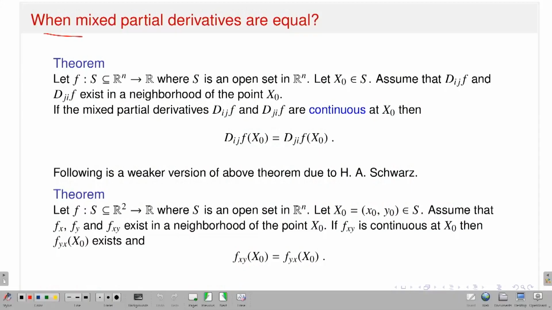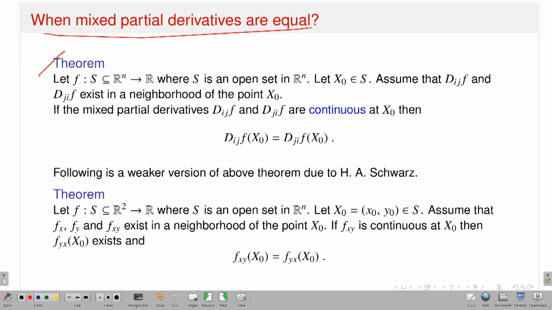Similar kinds of things you can see in some theorems. There is one theorem called the mixed derivatives theorem. That means, suppose you have a function and suppose the mixed derivatives exist, can I have some conditions so that whenever the mixed partial derivatives exist, they are equal? The answer is yes. This is my theorem, on when mixed partial derivatives are equal.